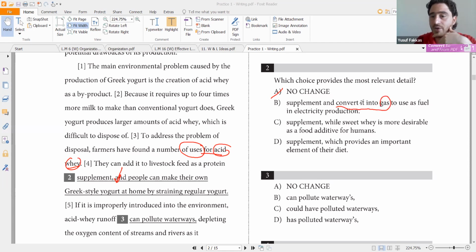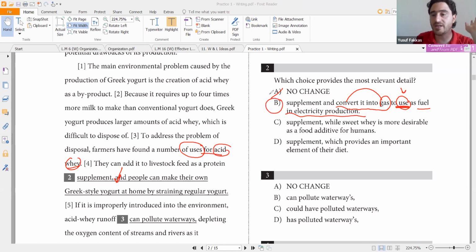What about B? Converted into gas. Okay, so now we're making this acid waste gas and we use it. Look, that's the keyword. And we use it as fuel in electricity production. Is that another use for acid waste? Yes. We use it as a fuel for electricity production.